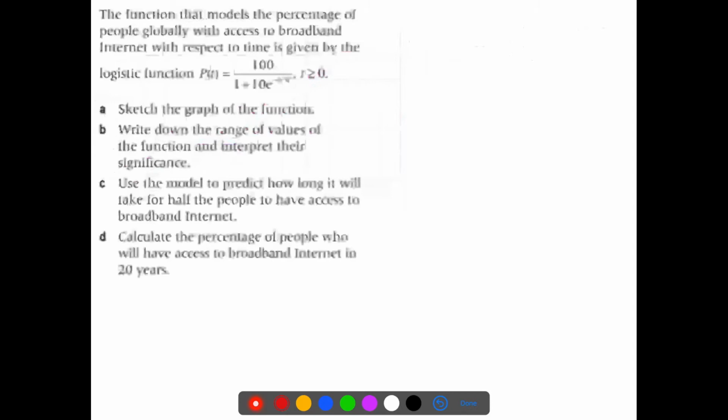In the beginning, very few people get broadband internet because it's expensive, and as time progresses, it becomes marketable to the masses. Lots more people are able to use it. Therefore, it gets cheaper, so more people buy it until eventually almost everybody has it. At that point, it's not going to increase very much anymore. This is a good example of a logistic function.